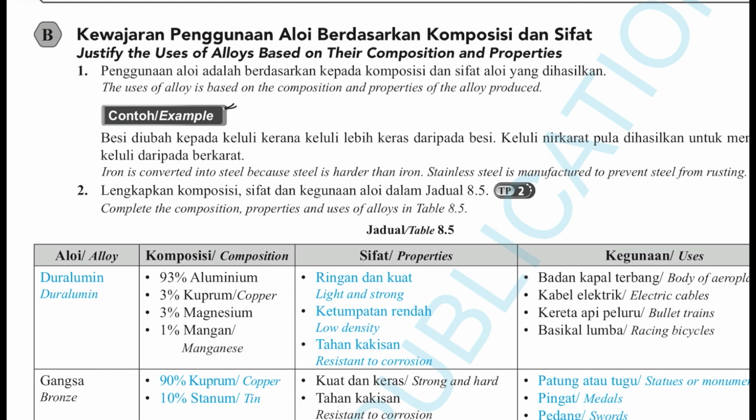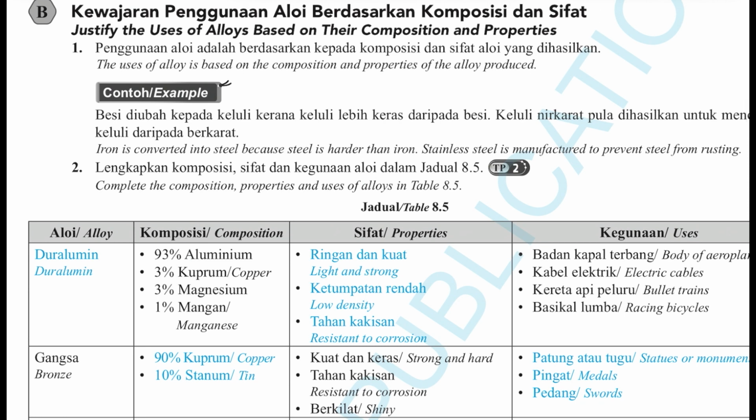It's harder to undergo corrosion. Dia lebih sukar untuk mengalami kakisan. Yang ini berlaku pada alloy. Alloy ini lebih sukar untuk berlaku kakisan. It's harder for alloy to undergo corrosion.